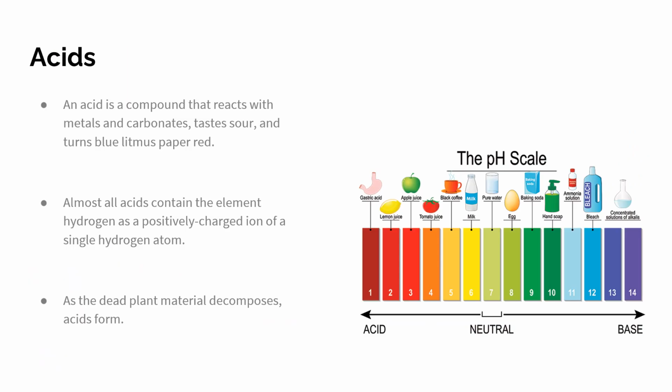Acids. An acid is a compound that reacts with metals and carbonates. It tastes sour and turns blue litmus paper red. Almost all acids contain the element hydrogen as a positively charged ion of a single hydrogen atom. As the dead plant material decomposes, acids form, which we learned about in our bog body. That's what that's referring to.